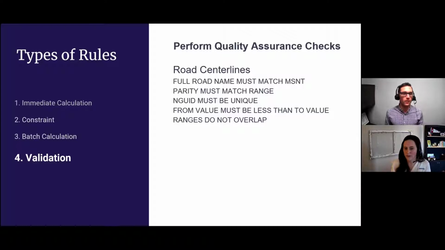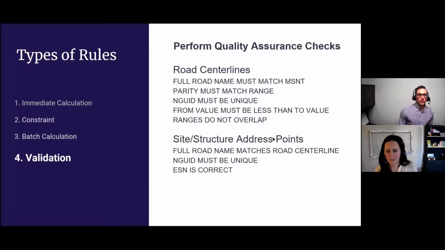In your road center lines, your from value must be less than your to value. And this is where validation rules are so useful. Sometimes that's not true, right? Sometimes you have a from value that is bigger than the to value. You want to know where those are so you can make sure that they're legitimate. And once they are, you could mark those as exceptions. But that's where we wouldn't want to necessarily make sure we've calculated all that. We just want to know if it's not true so we can fix it if necessary and mark it an exception if we need to. Similar with the ranges that don't overlap. So you want to make sure you don't have any overlapping there.